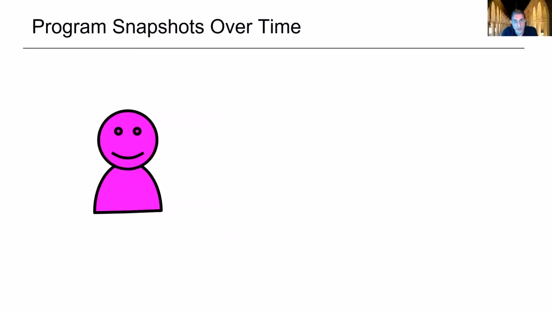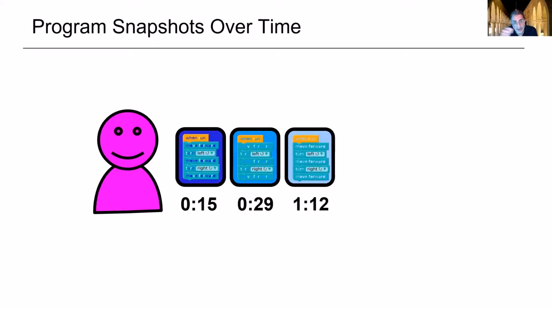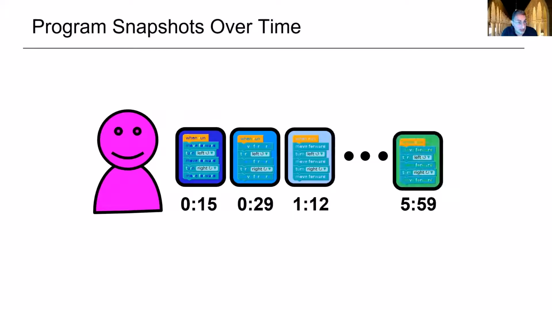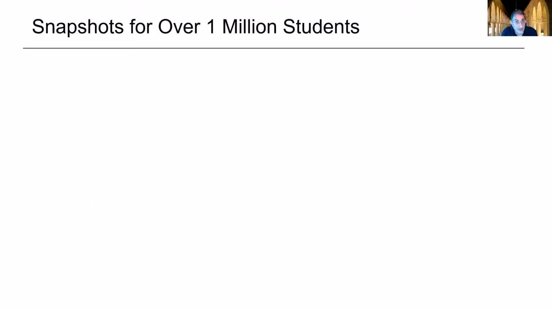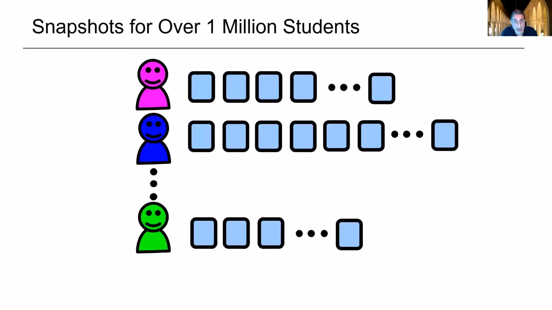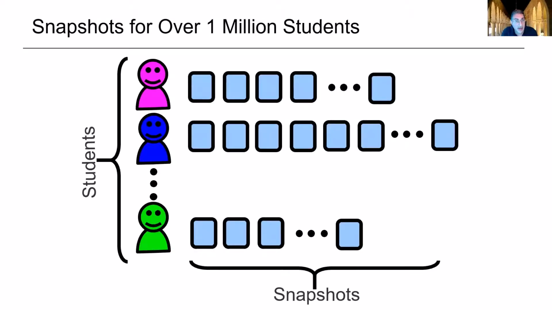So what that means is for one given student, what we get is a series of snapshots over time. Each one has a timestamp, so we can also see how much time they spent on a particular piece of code before they modified it. And we get that entire sequence of code until they got to their solution or they abandoned the problem. And we get that entire series for each student, and we get a series of snapshots for over 1 million students in the data set. So for every student, they have a series of snapshots. And as you can see, for different students, the length of their trace may be different because different students may take a different number of steps to actually get to the solution.